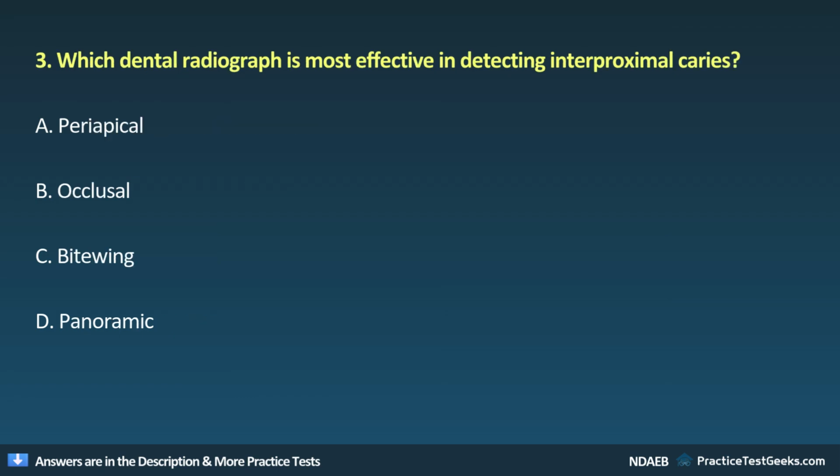3. Which dental radiograph is most effective in detecting interproximal caries? A. B. C. Bite wing. D. Panoramic.